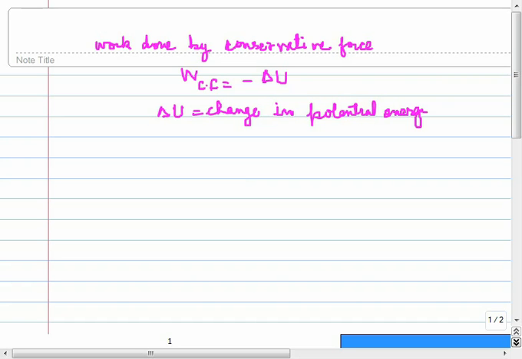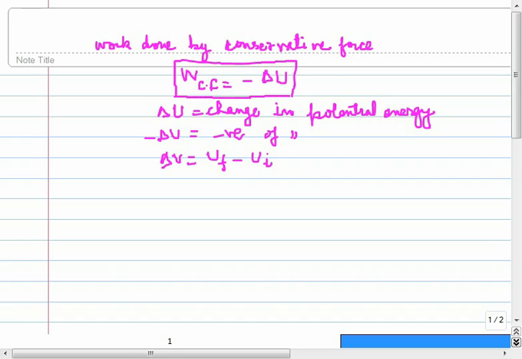I will give you an example of this also. Minus delta U is the negative of change in potential energy, and delta U is equal to U final minus U initial. So what is the meaning of this function? It is the change in potential energy between 2 points. The negative of this is the work done by conservative forces.